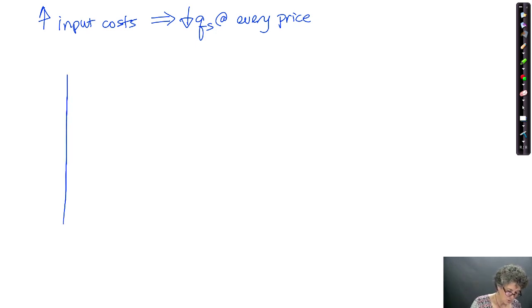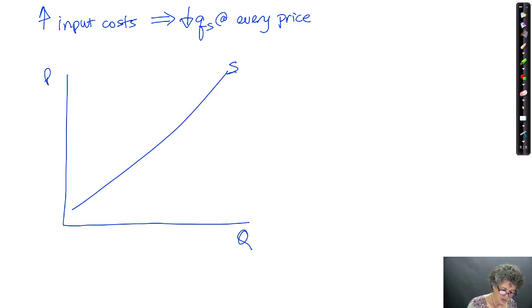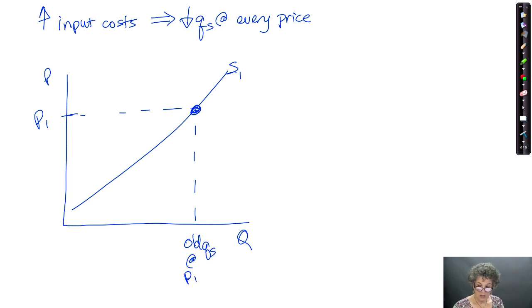And so if I draw that, again, price on the vertical, quantity on the horizontal, and I've got my initial upward sloping supply curve, I'll call it supply S1. Let me choose some price, I'll call it P1, dash it over to the supply curve, dash it down. That's the old quantity supplied at a price of P1. And then input costs go up. And when input costs go up, the effect of that is to decrease the quantity that the market wants to supply at that price of P1.